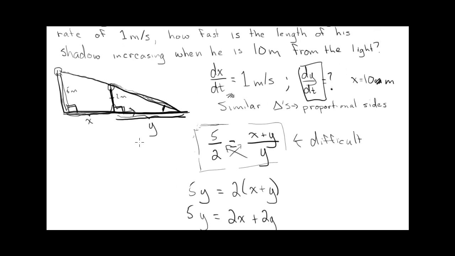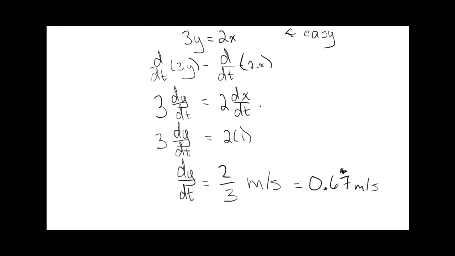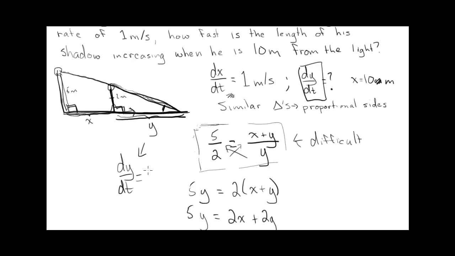So y is changing at a rate of, what was it, 0.67? 0.67, or 2/3 meters per second. So, okay, that's good. That's how fast his shadow is increasing.